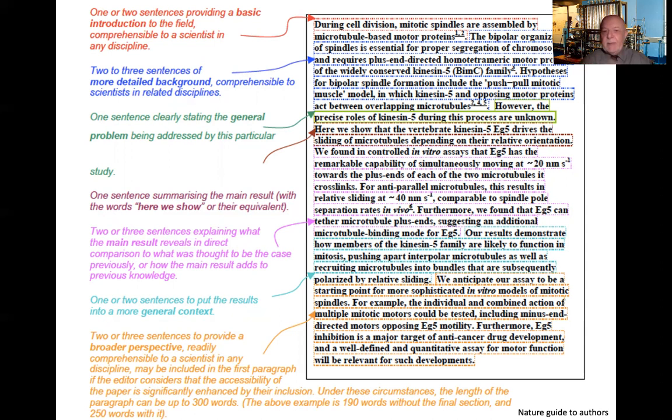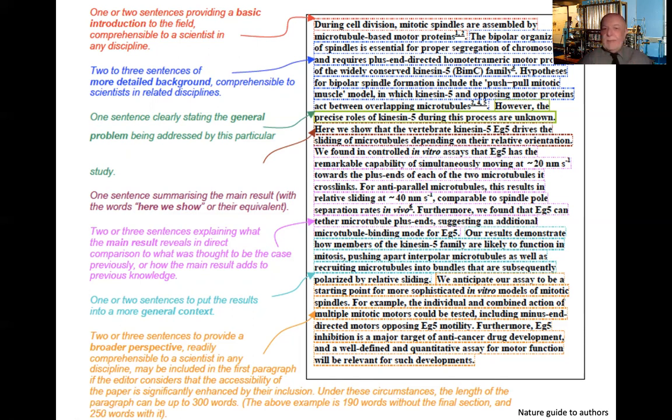This is expanded more on the wiki. The actual document is on the wiki, taken from the Nature website. So this is their suggestion of what an abstract should include. Don't worry about the actual text on the right hand side here. That's not so important. It's really looking at the text on the left and explaining what's going on here. So one or two sentences providing the basic introduction to the field, comprehensible to a scientist in any discipline.